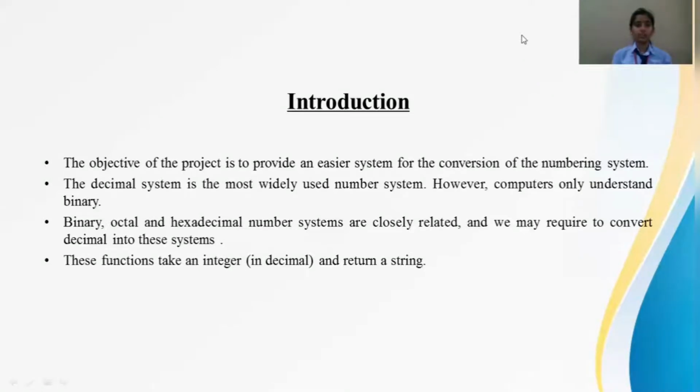Introduction. The objective of the project is to provide an easier system for conversion of the numbering system. The decimal system is the most widely used number system. However, computers only understand binary. Binary, octal, and hexadecimal number systems are closely related, and we may require to convert decimal into these systems. These functions take an integer and return a string.